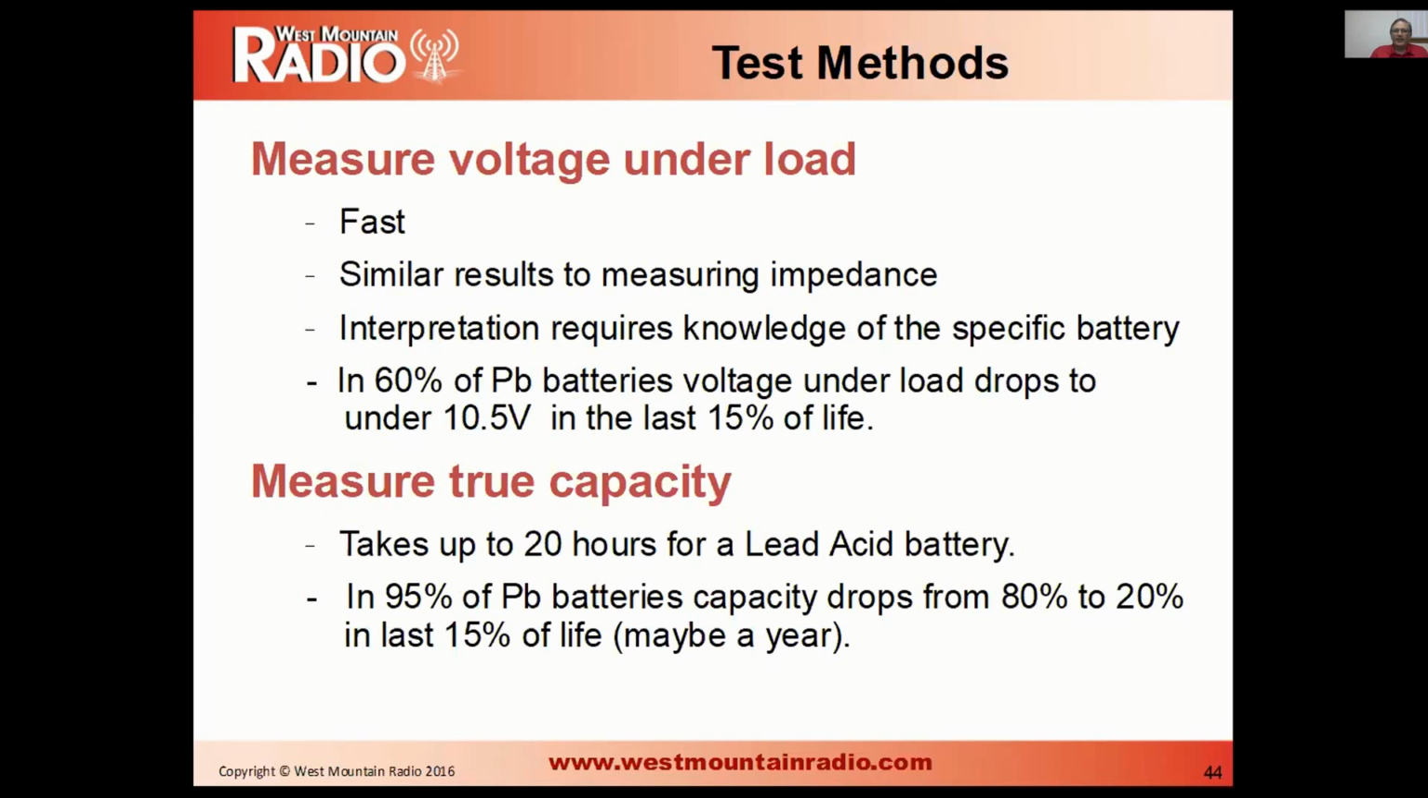Two test methods I want to talk about. When you go into the automobile shop and they test your battery, they do a fast test. They put the battery under heavy load, and they look at how fast the battery drops in voltage with that load. That covers about 60% of the batteries, so you can sort of tell what's going on there. The other option is to just let the battery drain down and figure out how much energy was in the battery.